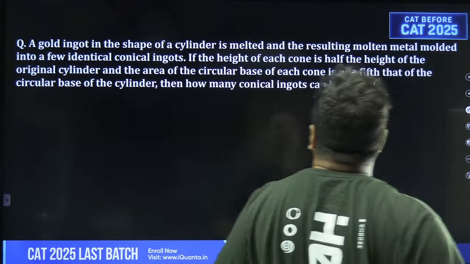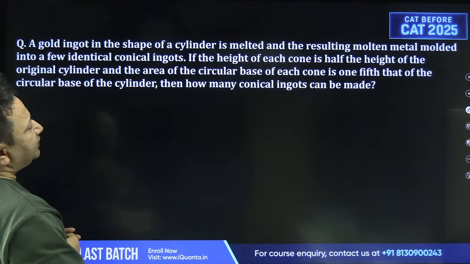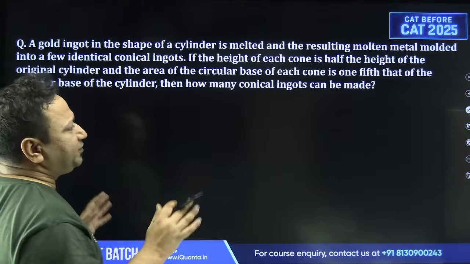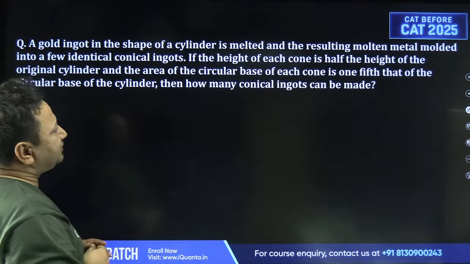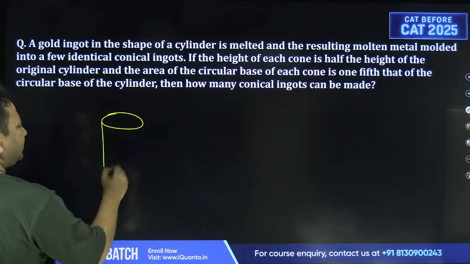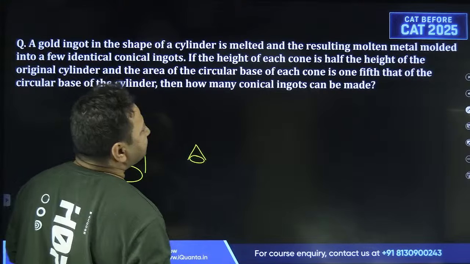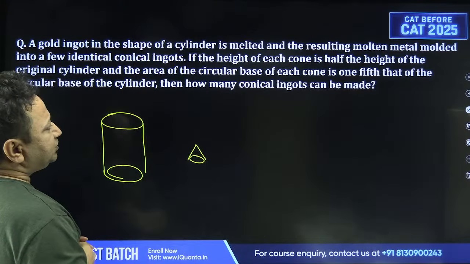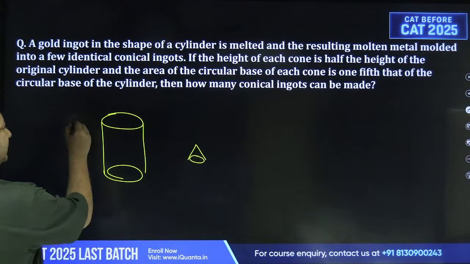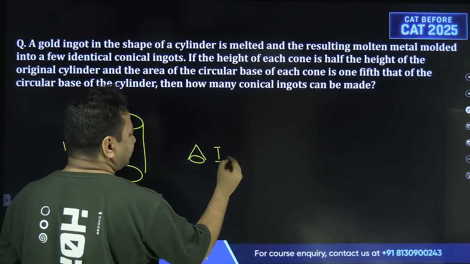It was a cylinder earlier. The gold ingot was cylindrical in shape. The height of each cone, okay, and they are molten and made into new ingots which are conical. So first, a big cylinder, and then we had a lot of small conical ingots. Okay, so it says the height of each cone is half the height of the original cylinder. That means if this is, let's say h, this will be h by 2.